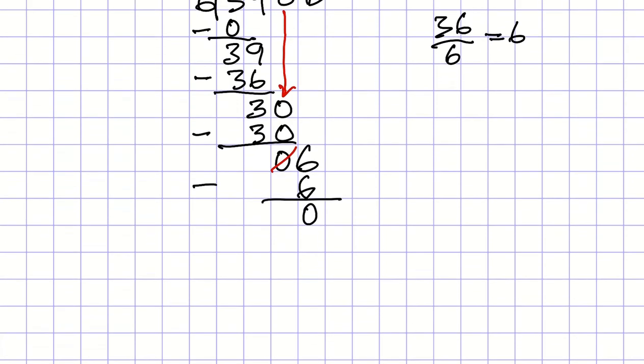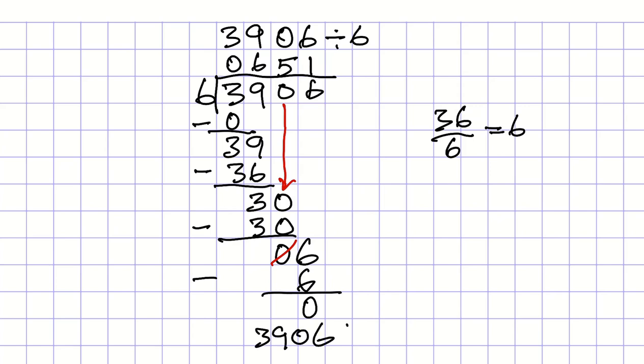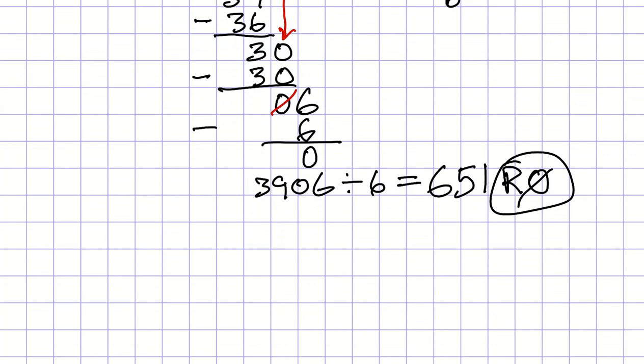You see? So basically, since we're done, we'll say 3906 divided by 6 is equal to, we'll read the number up from the top where we wrote it down, 651, and then the remainder, there's nothing remaining, it's 0. You don't have to write that down, but you can write it down if you want to. So we'll move on to the next problem.